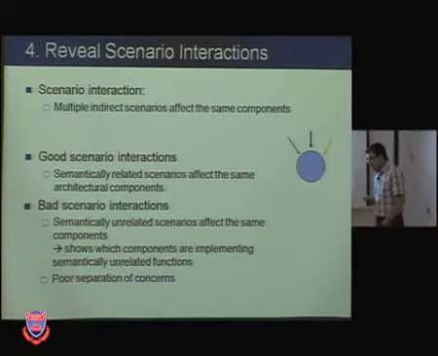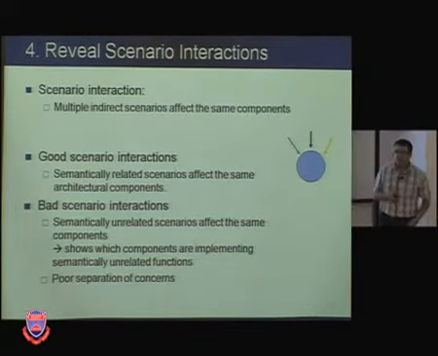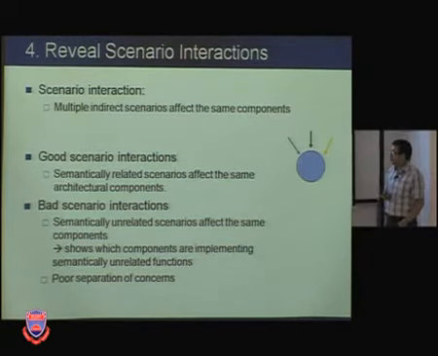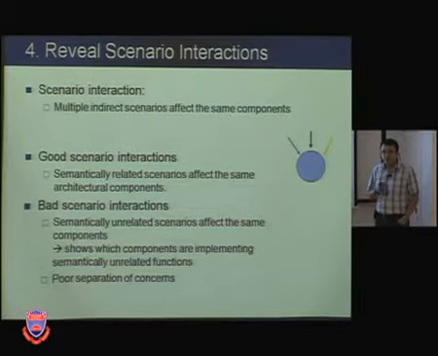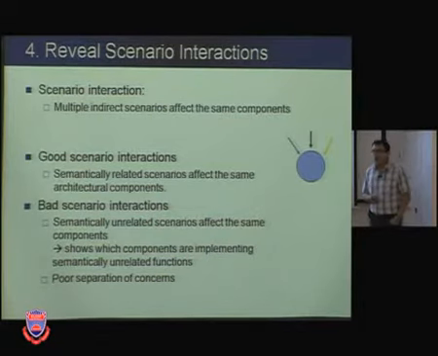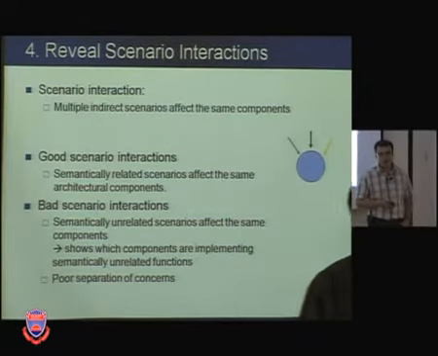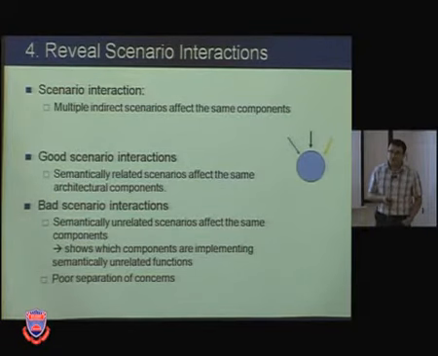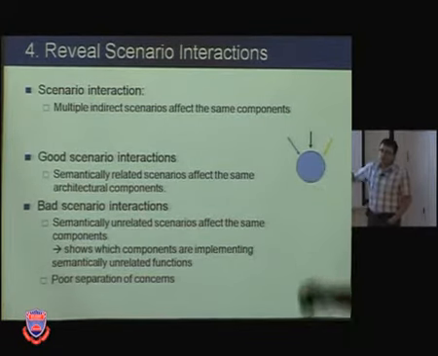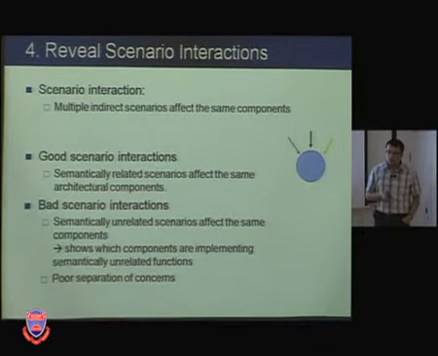Okay? So then in that case, SAAM also defines the notion of good scenario interaction and bad scenario interaction. Good scenario interactions are those interactions in which all the scenarios are semantically related. Semantically here means that they relate to the same concern. For example, all concerns relate to security, and they all impact one component. We say these are good scenario interactions because they only relate to one concern.